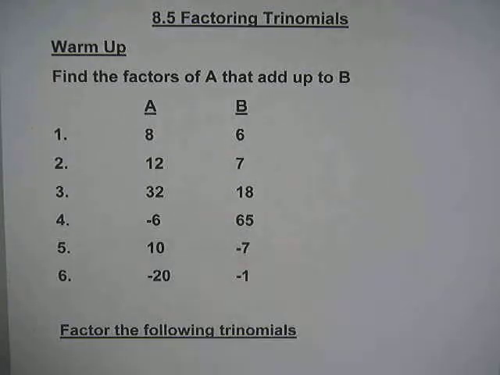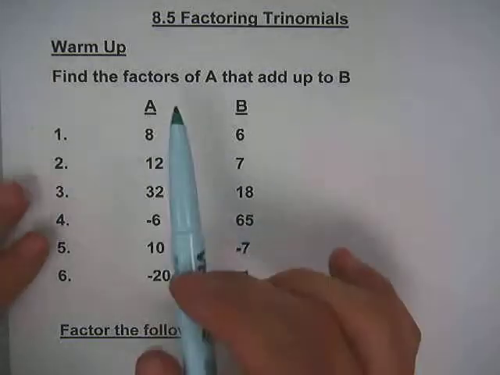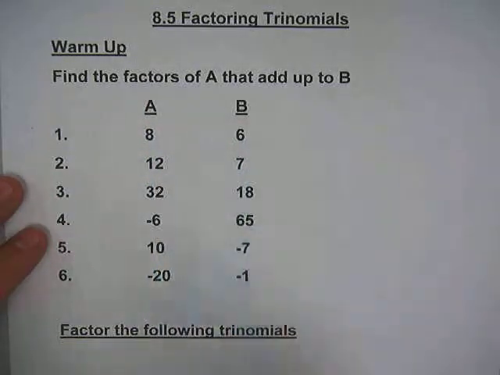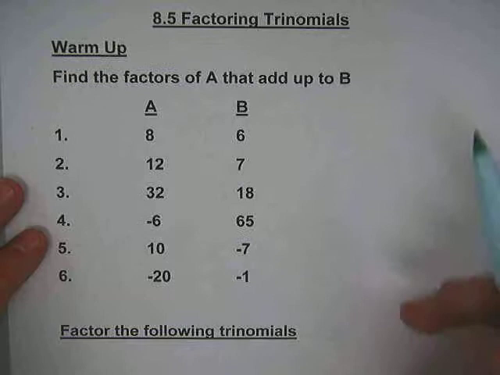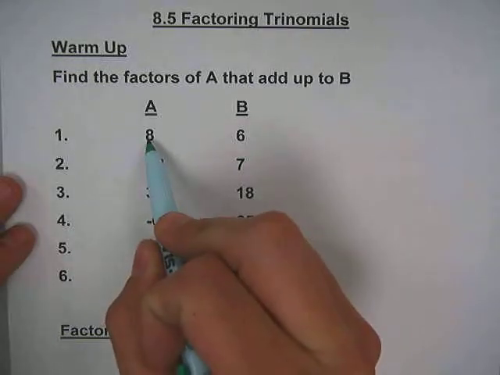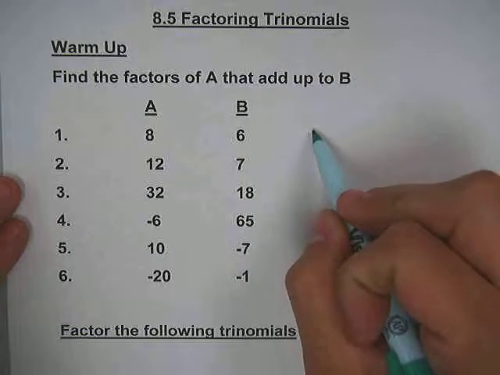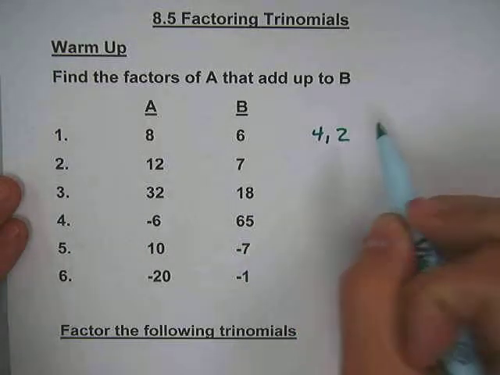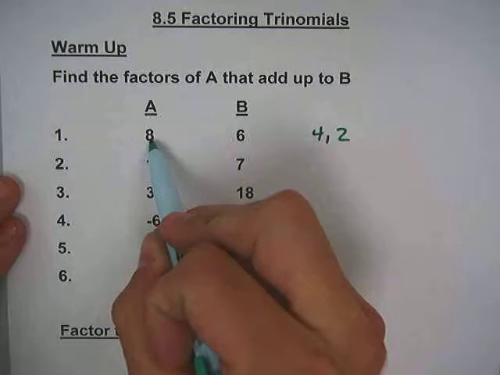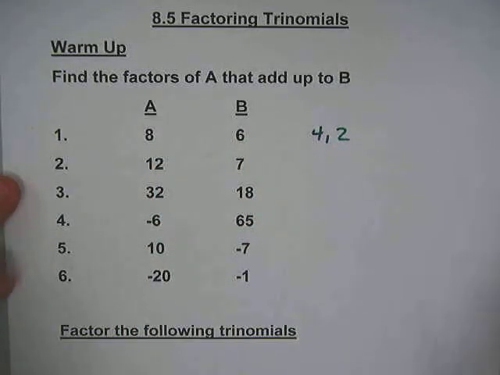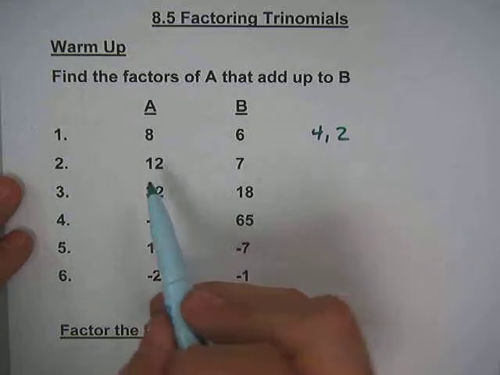And so we're just going to do a little exercise here where we're going to find the factors of column A that will add up to column B. So for instance, two factors of 8 that will add up to 6. Well, those two factors would be 4 and 2, because 4 times 2 equals 8, and 4 plus 2 equals 6. Okay, so hopefully you got that idea.